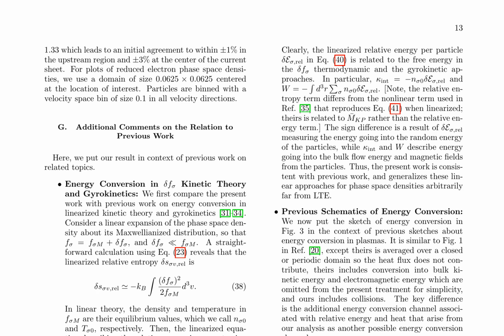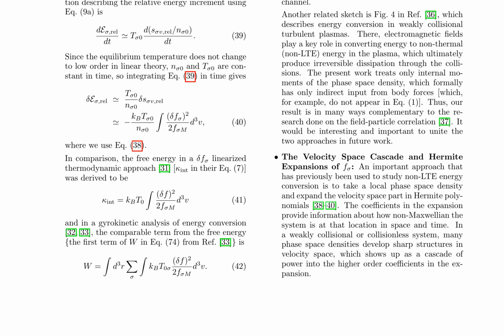including energy conversion sketches similar to Fig. 1 in Ref. 20, with additional channels for energy conversion related to relative energy and heat. Another related sketch from Ref. 36 describes energy conversion in weakly collisional turbulent plasmas, emphasizing the role of electromagnetic fields and collisions in generating nonthermal energy. The section also discusses the velocity space cascade and Hermite expansions of the phase space density, used to study non-local thermodynamic equilibrium (NONTA) energy conversion.